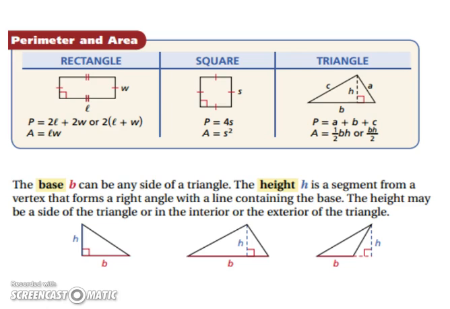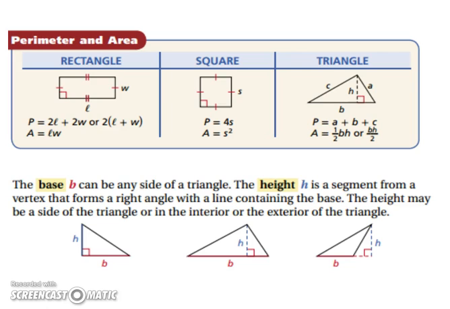The triangle is a little bit trickier, but not by much. For your perimeter, simply add up all of your sides, so side A plus side B plus C. For area, you're going to take 1/2 the base times the height.